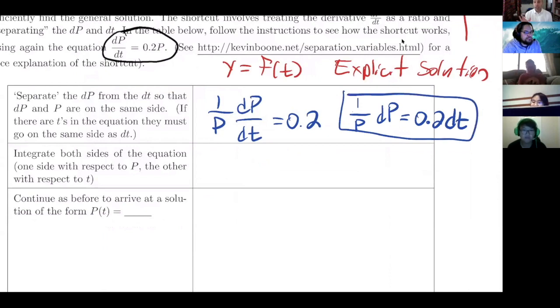So this would be the stage where we've now separated the variables. On the left side, I have only p's. On the right side, I have only t's. And once we've done that step, now we go ahead and integrate both sides of the differential equation.